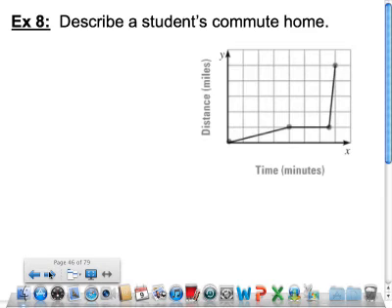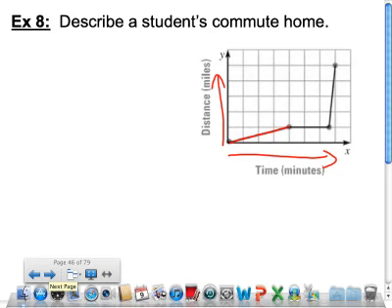And then finally, if I look at this graph, it says describe a student's commute home. So this is the amount of time they're taking, and this is how far they're going. Okay, so you'll notice over the course of this first stretch, they're just kind of walking at a steady pace. All right, they're walking, they're taking their time, they're gaining ground every step of the way.